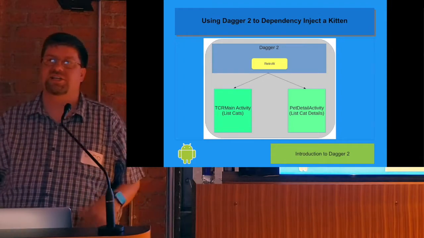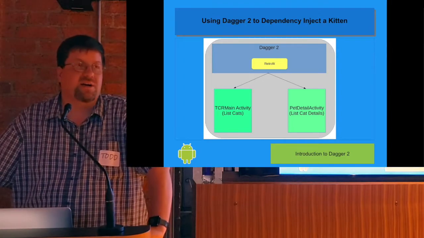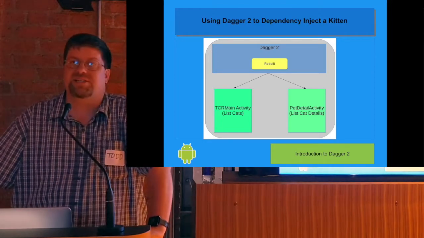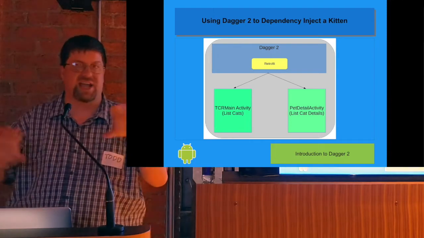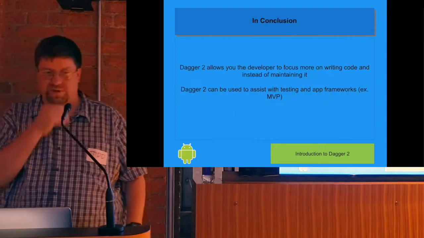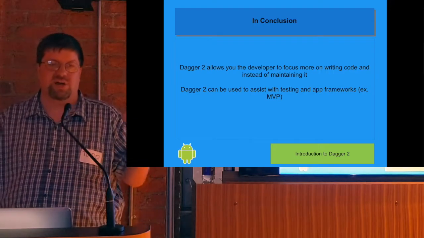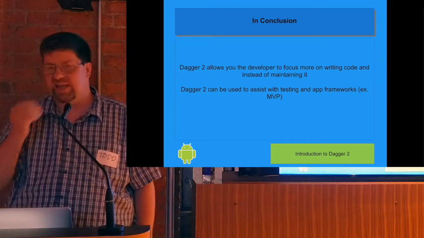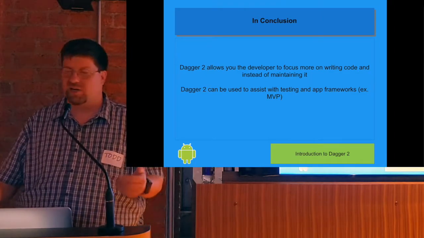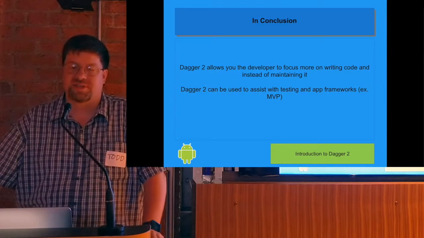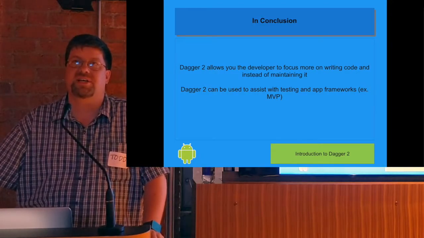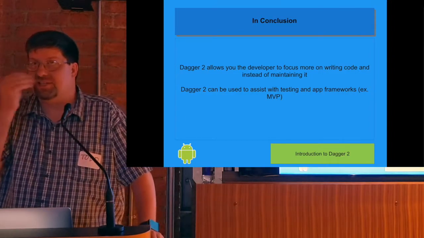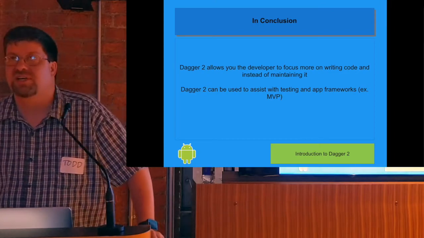So, basically, in conclusion, the big thing with Dagger 2 is that it allows you to focus more on writing code instead of maintaining it. Instead of having all your code scattered throughout your code base in various spots, we can move it all up into one common repository and let Dagger 2 figure out how to make all the code and where it all goes. And one of the big applications I alluded to is that we can use it for assisting in testing and app frameworks, such as MVP.